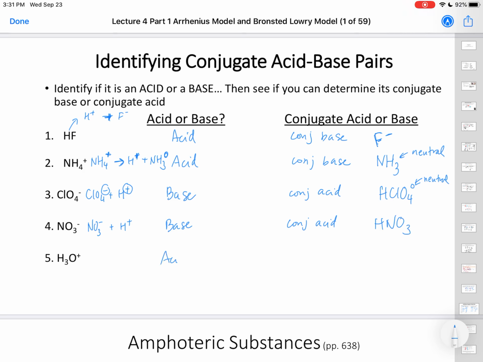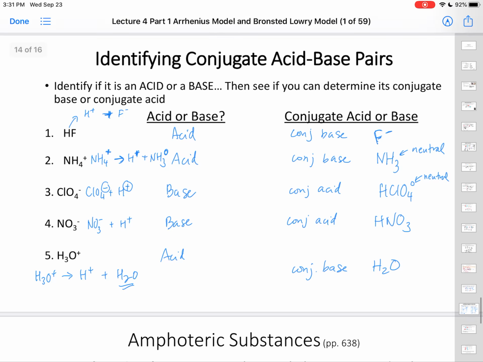Okay. H3O plus is obviously an acid, okay? And again, we can write an equation for acids as well. H3O plus gives away an H plus and results in a leftover water, okay? So your conjugate base would be your water.